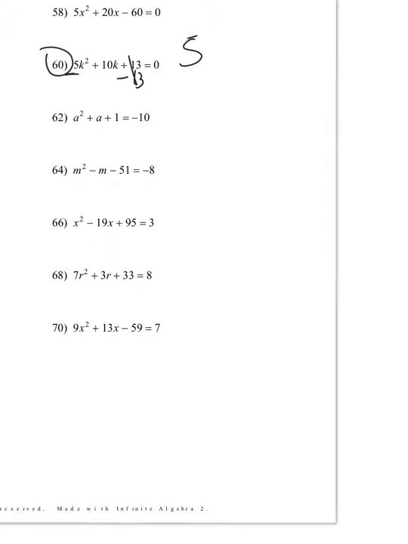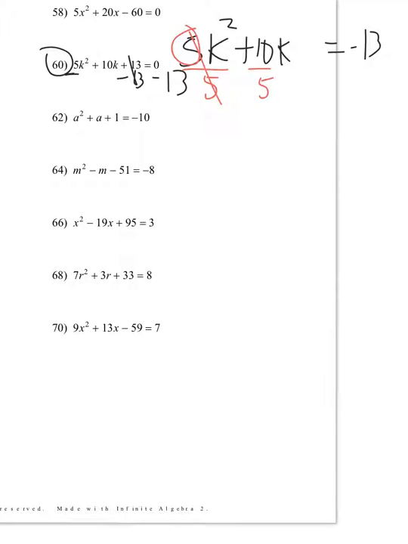So I'm going to have 5k squared plus 10k equals negative 13 when I subtract it on both sides. Now, I can't go into taking half of this if this is not a 1, like it's been on the previous two examples. So what you need to do is divide by whatever a is, the number in front of the quadratic term, whatever that number is. I'm going to divide everything by 5.